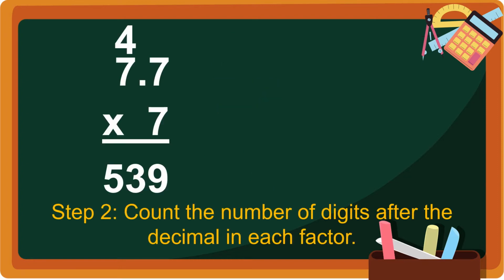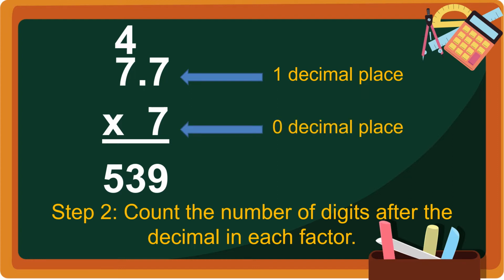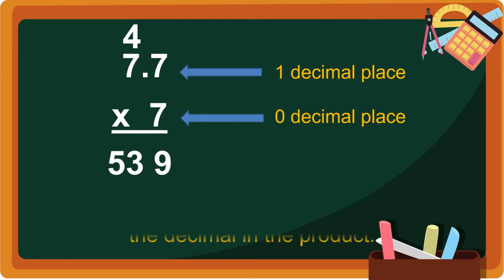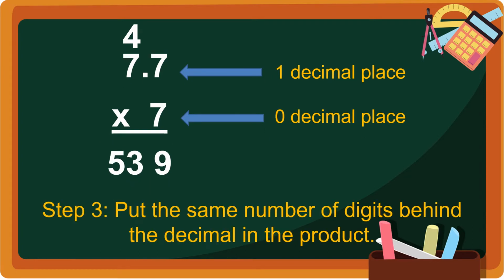Then we have step 2, count the number of digits after the decimal in each factor. So in the multiplicand, we have 1 decimal place. In the multiplier, we have 0 decimal places. Step 3, put the same number of digits behind the decimal in the product. So we have 1 decimal place, so the answer is 53 and 9 tenths.